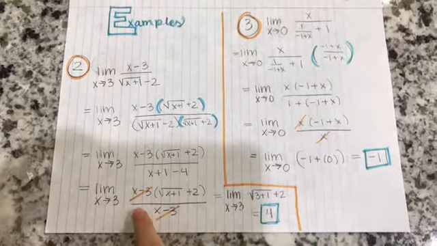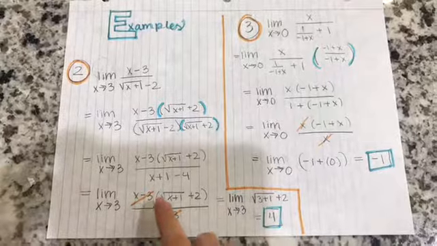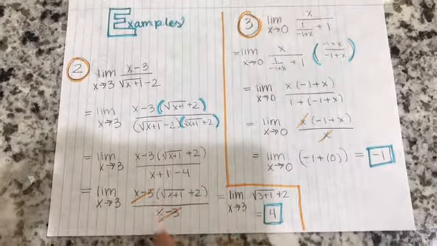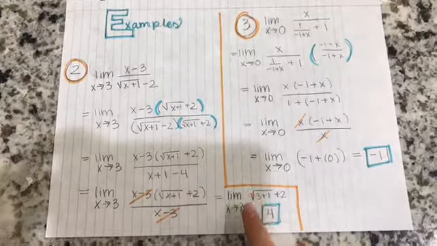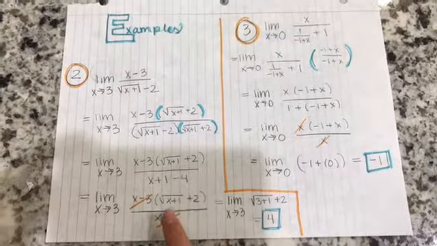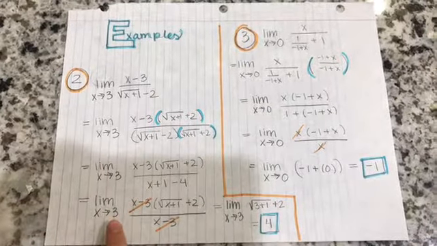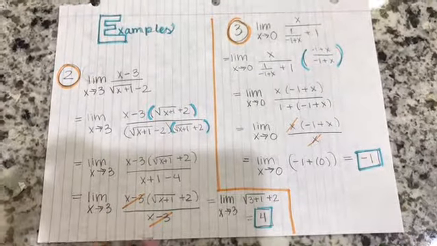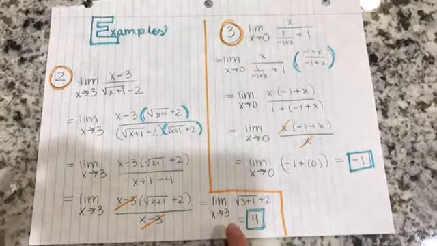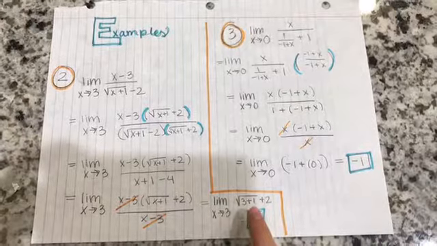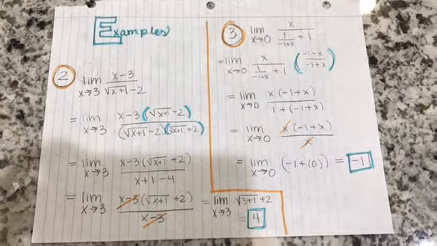So now we are left with the limit as x approaches 3 of x minus 3 times that conjugate term divided by x minus 3. We can now cancel our common term, and we are left with the limit as x approaches 3 of the square root of x plus 1 plus 2. I can now plug in the value that my limit is approaching and solve. So this becomes the square root of 3 plus 1 plus 2, which is the square root of 4 plus 2, which is 4.